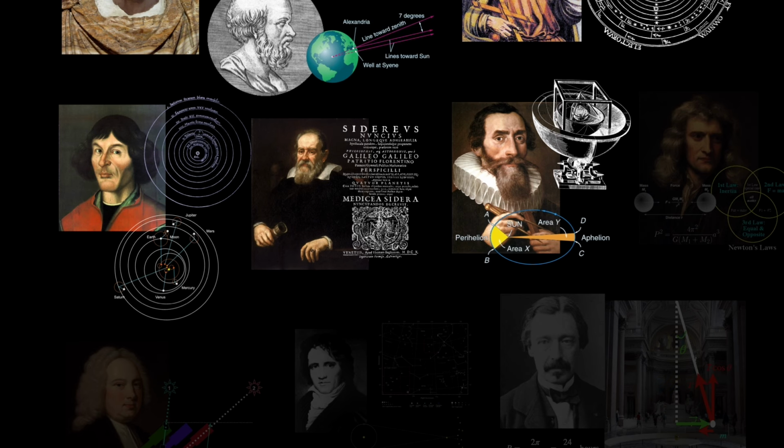And the orbital period of the planet around the sun is related to its average distance through the relationship that he found, which was the orbital period squared is the same as the average distance cubed. Now, the orbital period has to be measured in Earth years, and the average distance has to be measured in astronomical units, or the average distance between the Earth and the sun.